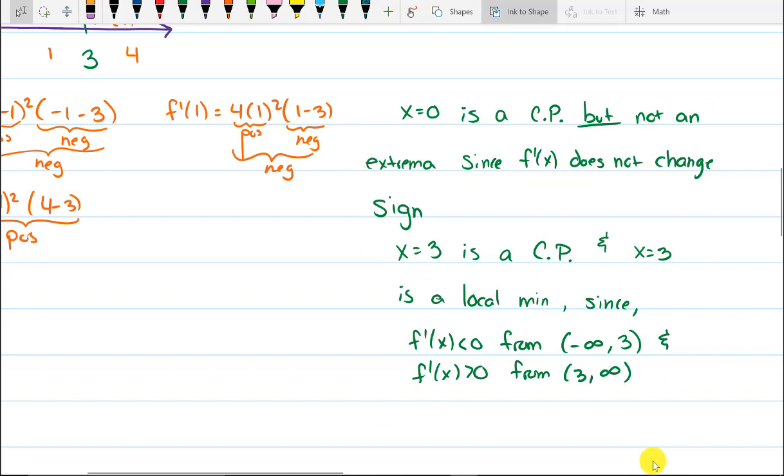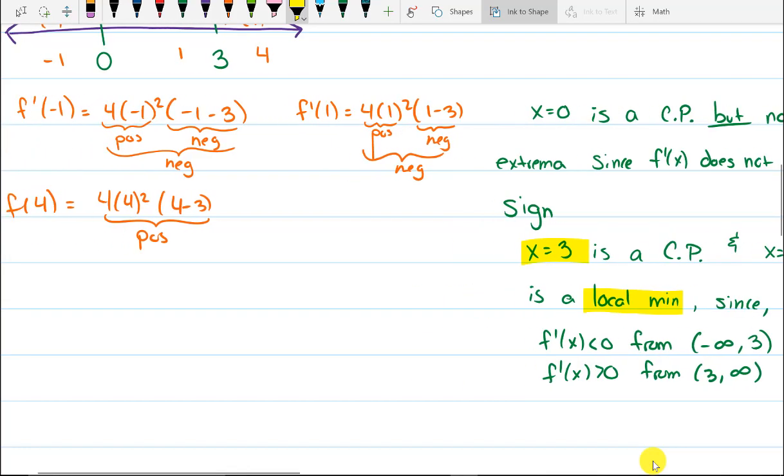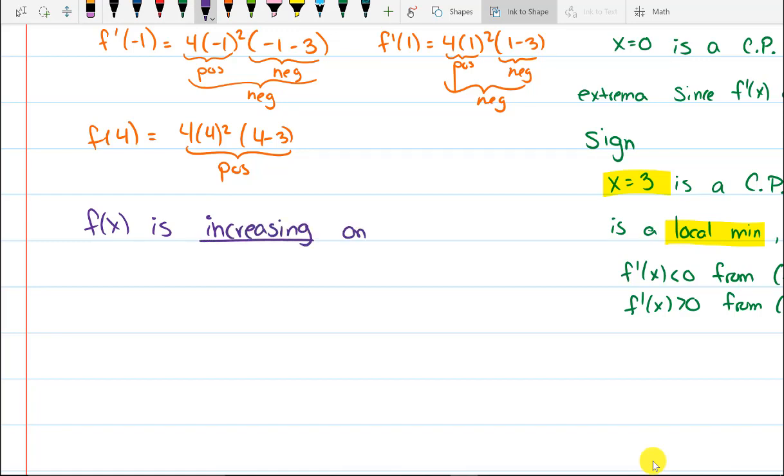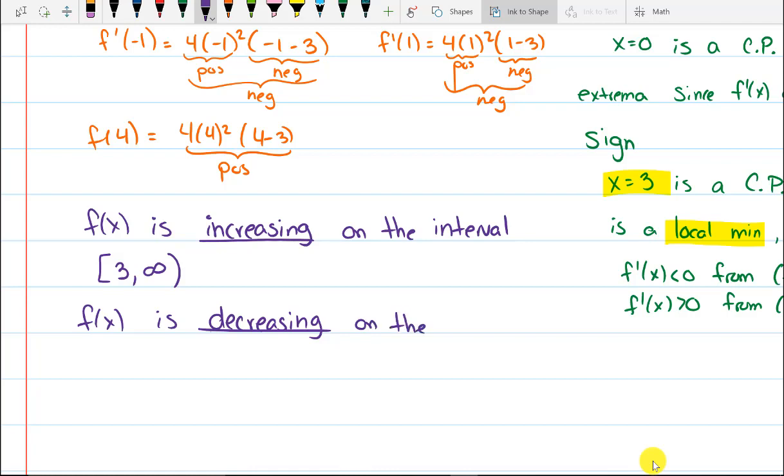Okay, so now right here, this is very important. I have found a local min at x equals 3. I don't know the y value, but that's okay. So let's talk about where the function's increasing and decreasing then. F of x is increasing on the interval 3 to infinity, and f of x is decreasing on the interval negative infinity to 0 and 0 to 3.